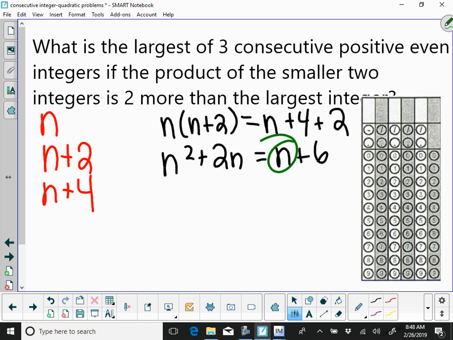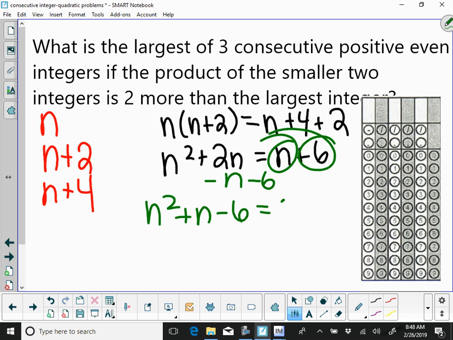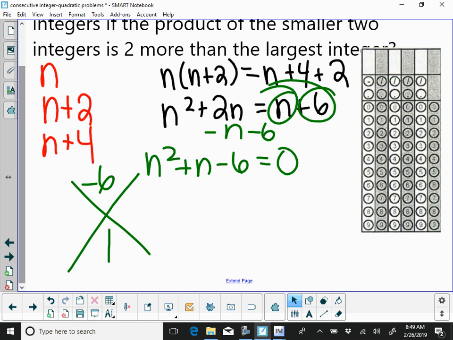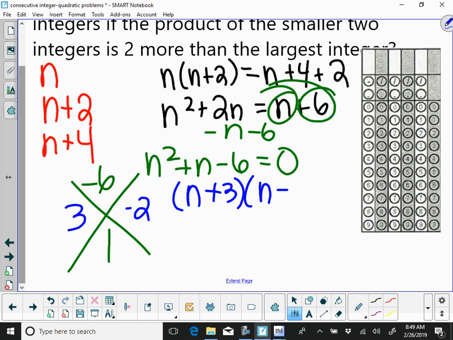So I'm going to subtract N and subtract 6. That's going to give me N squared plus N minus 6 equals 0. Now this is simply factoring a trinomial. What do we do when we factor a trinomial? We don't have a GCF, so we're going to go straight to the X box. What goes in the top? Negative 6, bottom? Positive 1. Give me two sides. 3 and negative 2. So that's going to give me N plus 3 and N minus 2.